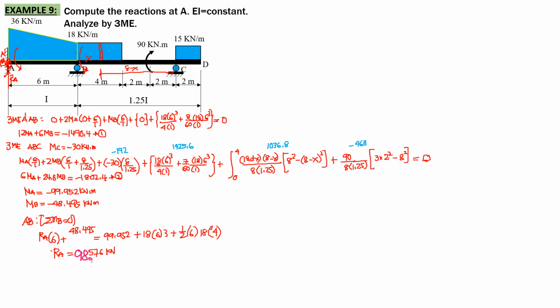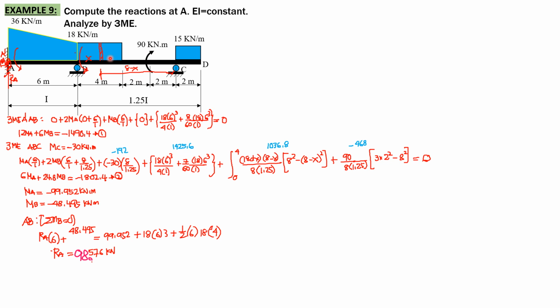Again, for the rectangular load, WL cube over 4 over moment of inertia 1. So 18 6 cube over 4 over 1. Then for the triangular loading, the centroid is closer, so it is 7 over 60, 18 6 cube over moment of inertia 1. While for 6 area 2B over E2 I2 L2 for portion BC, it consists of two loadings. There is rectangular loading here, which is partly covering the span BC, which we compute by integration. And we have a couple load, which can be computed by using the formula.